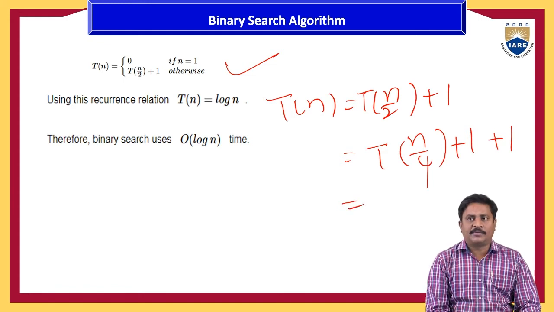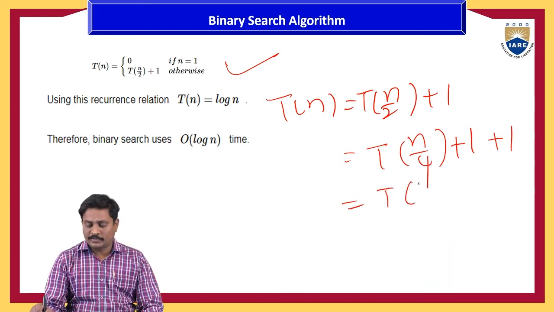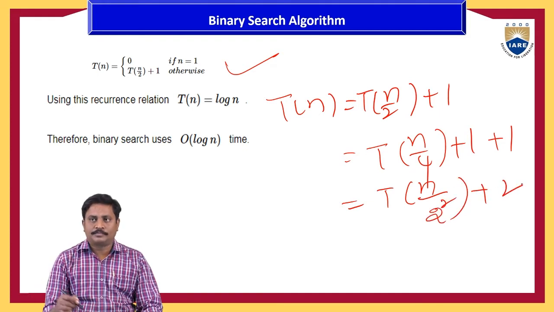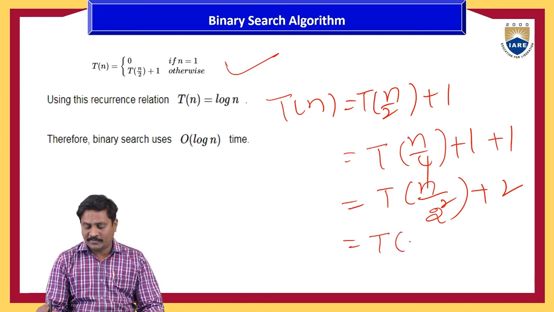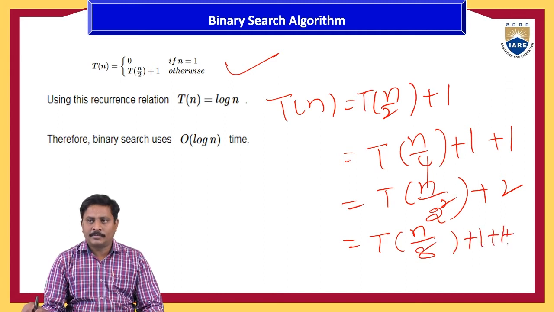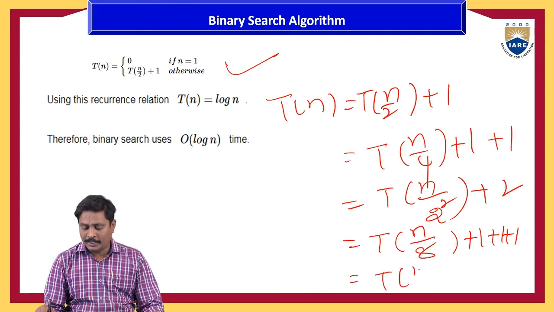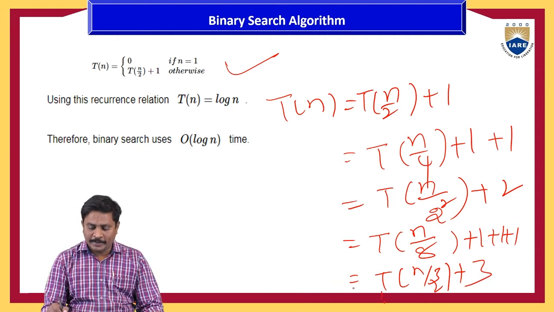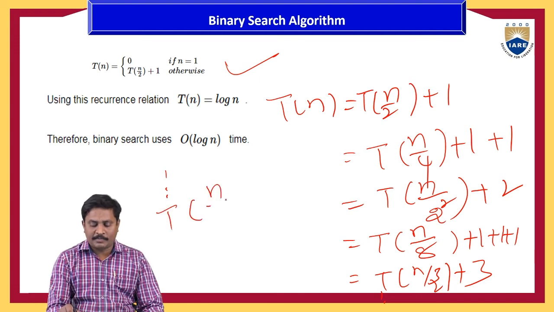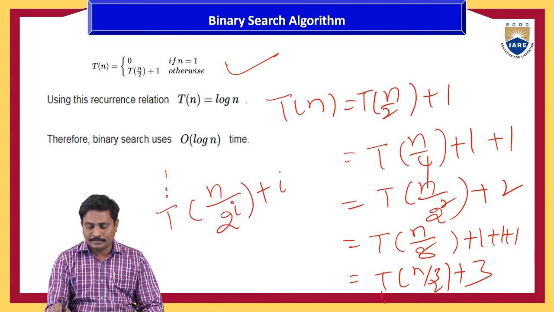Again T of n by 4 is in the form of T of n, so this can be written as T of n by 2 square plus 2. Again we apply the same formula: T of n by 4 by 2, that is n by 8, plus 1 plus 1 plus 1. That means T of n by 2 cube plus 3. Suppose we repeat this some i times. We write this as T of n by 2 power i plus i.